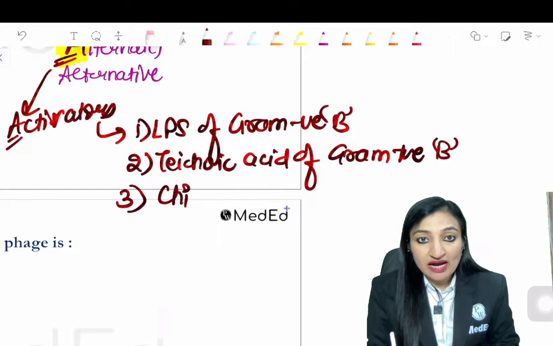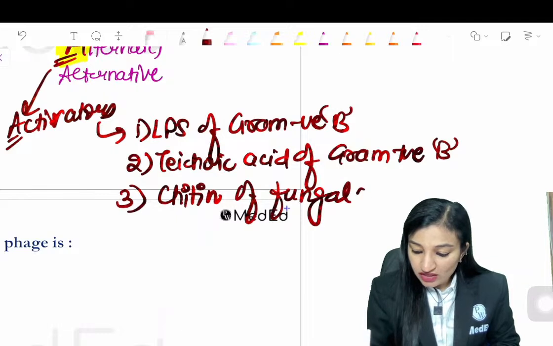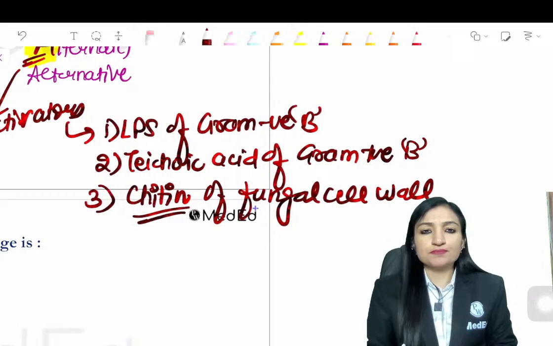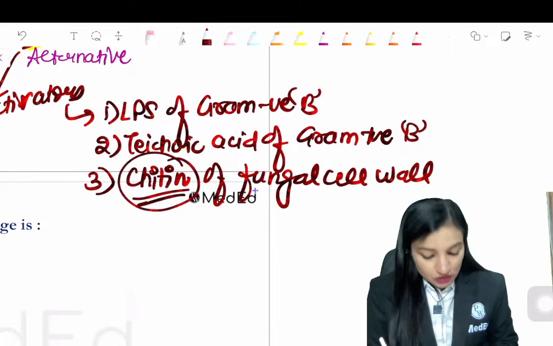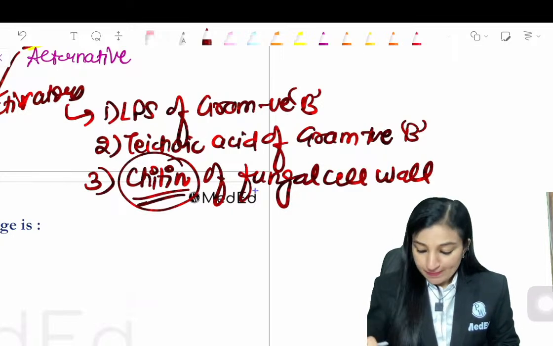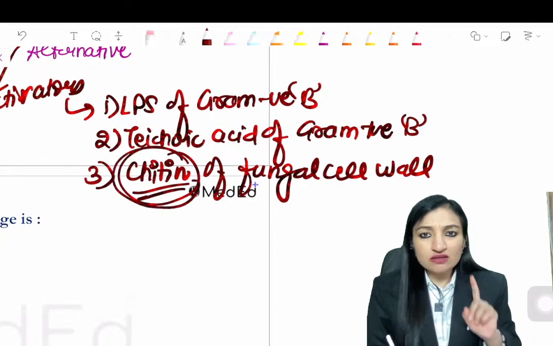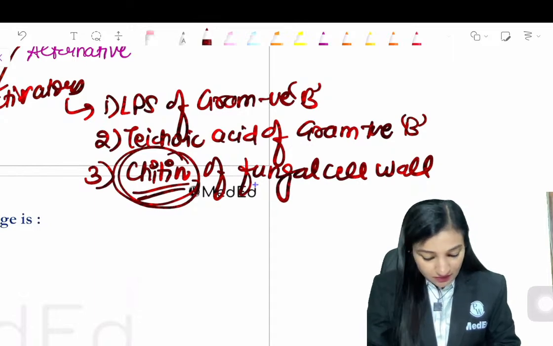Then in fungi also, chitin. What is chitin? Chitin of the fungal cell wall. What is chitin? Another MCQ. Chitin is what? I would really like to spend 1 minute on chitin over here. What is chitin? Can anyone answer?